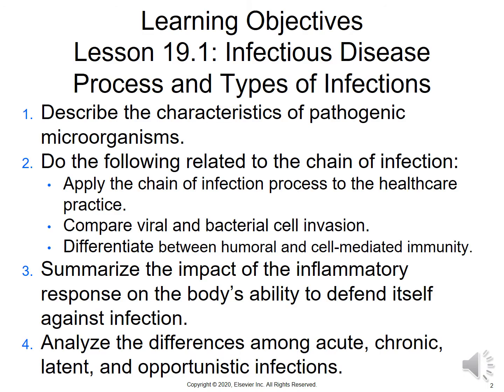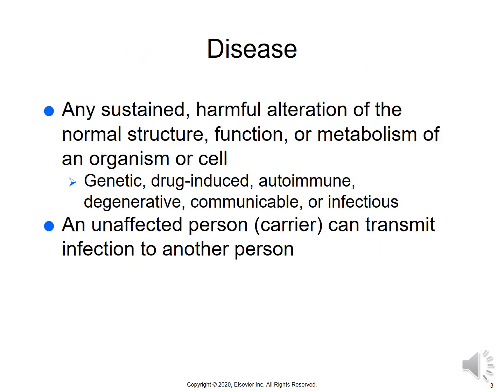So to go over some of the learning objectives, number one, we want to describe the characteristics of pathogenic microorganisms. We'll talk about that in a minute. Describe the links in the chain of infection. Apply the chain of infection process to the healthcare practice. Compare viral and bacterial cell invasion. Differentiate between humoral and cell-mediated immunity. Summarize the impact of inflammatory response on the body's ability to defend itself against infection. And analyze some of the differences between acute, chronic, latent, and opportunistic infections.